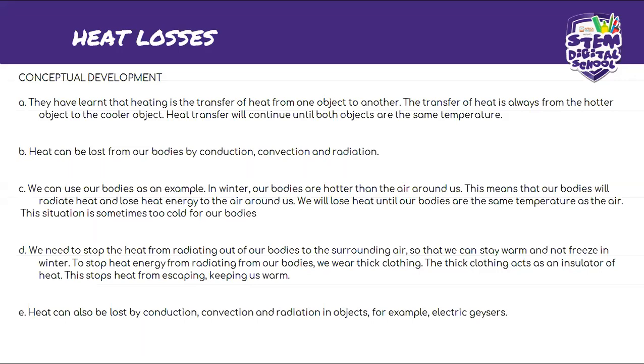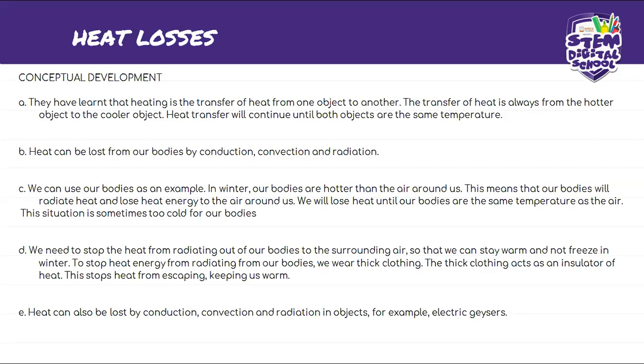So to prevent that, we have to wear what? We have to wear some things like a jersey or blanket, so that we can be warm. We need to stop the heat from radiating out of our bodies to the surrounding air so that we can stay warm and not freeze in winter. To stop heat energy from radiating from our bodies, we wear thick clothing. The thick clothing acts as what? An insulator of heat. This stops heat from escaping, keeping us warm.